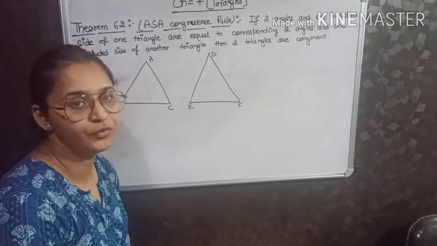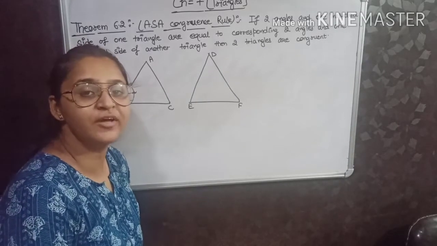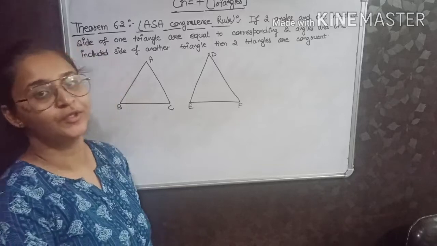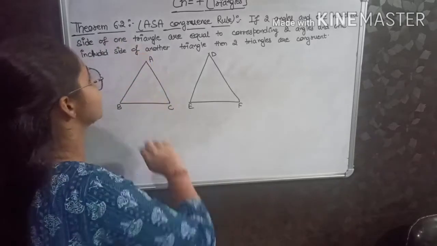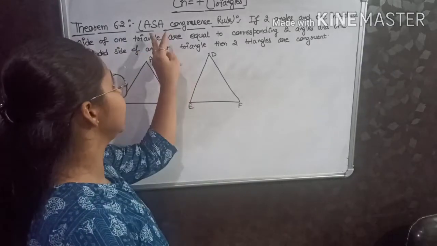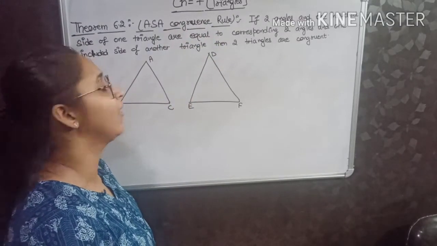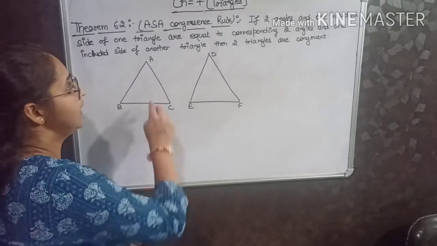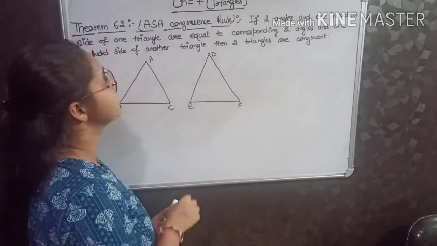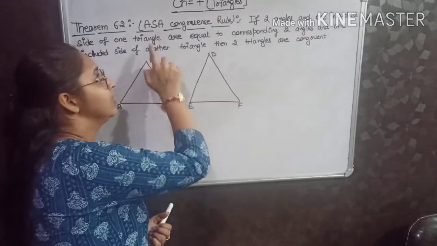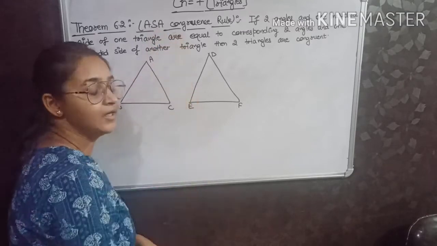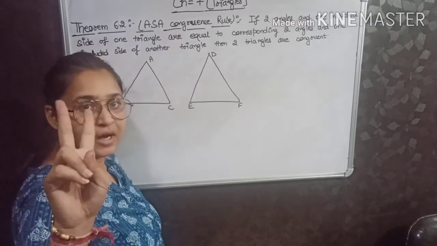Here is another theorem, another rule to check whether two triangles are congruent or not. Theorem 6.2 is the ASA congruence rule. Now I know that you all have got what I am doing. ASA means first I am taking angle, then side and then angle. It means I am taking two angles now.